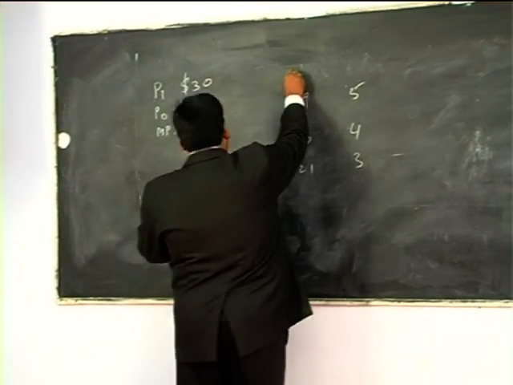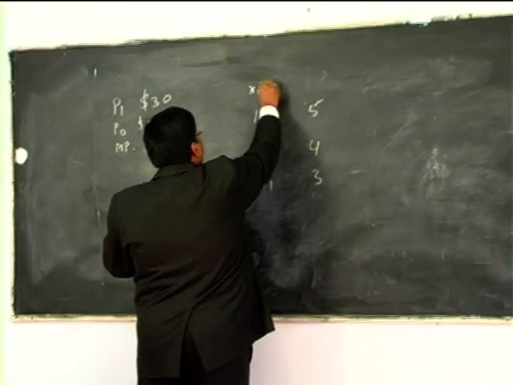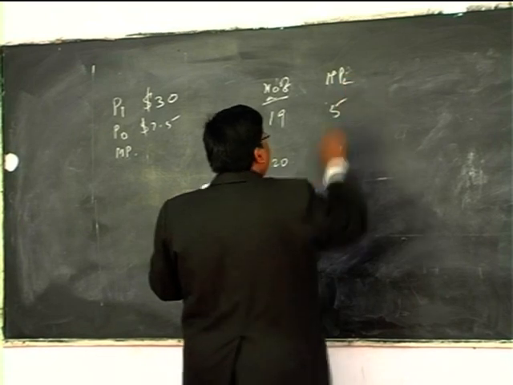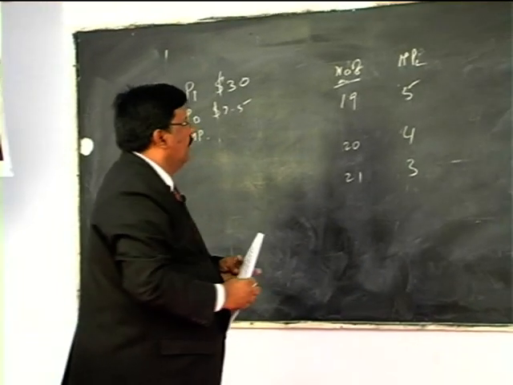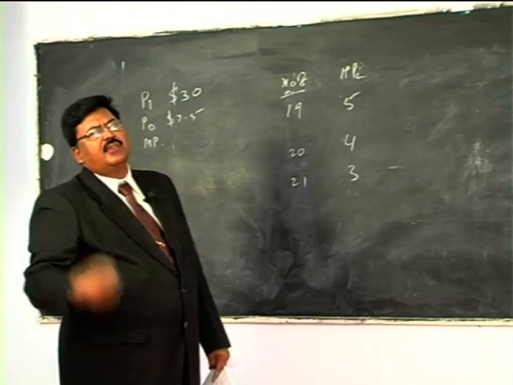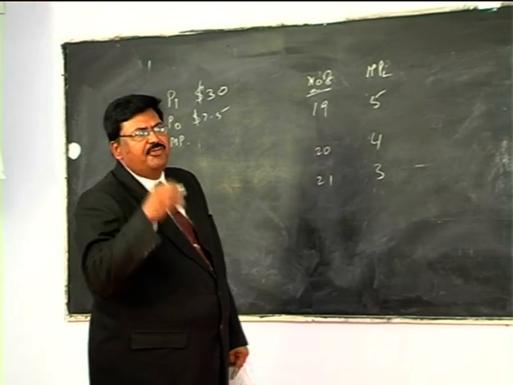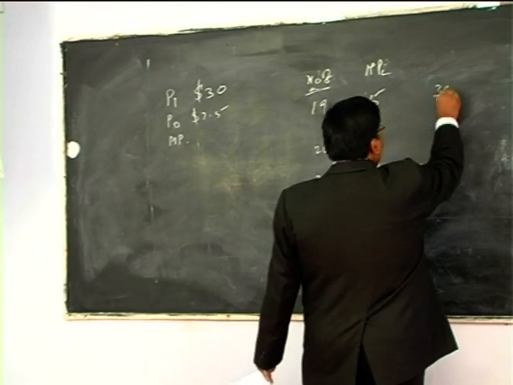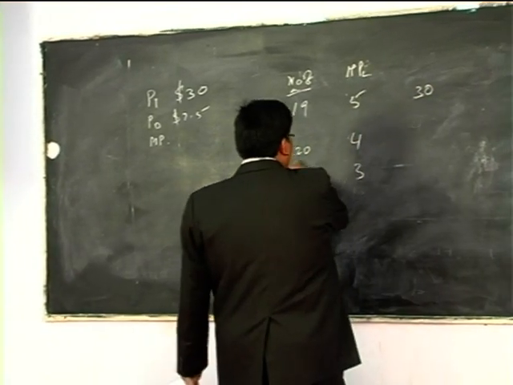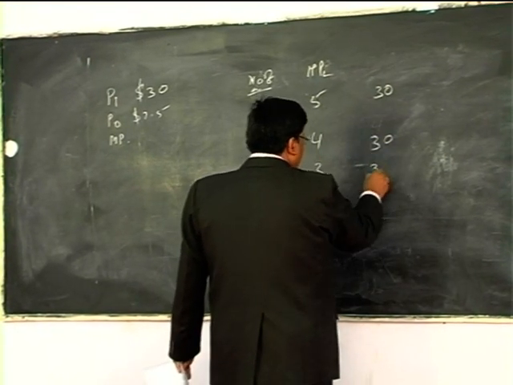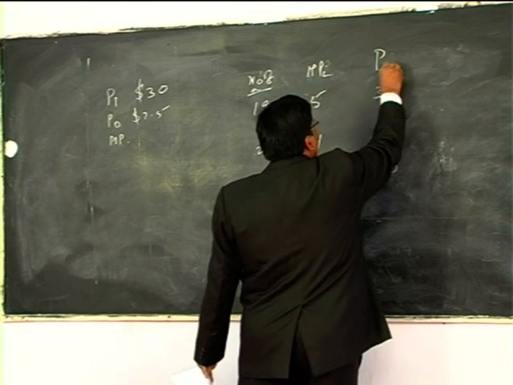Suppose number of workers and marginal productivity of workers. What is the cost of employing the 19th worker? If the firm wants to hire the 19th worker, it has to pay $30 to him. And similarly, if it wants to employ the 20th worker, again $30, and $30. This is the price of input.